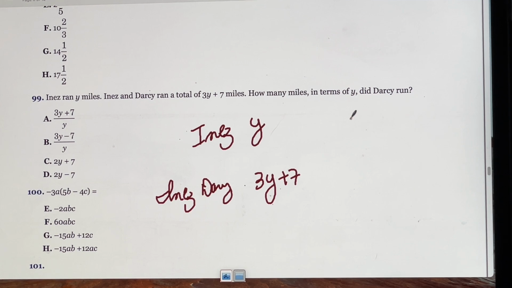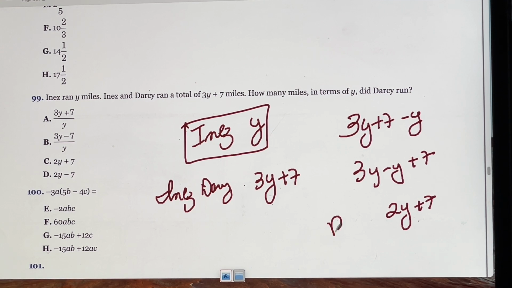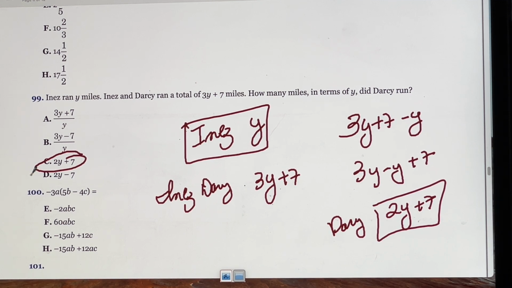Well, if together they ran 3Y plus 7, and you subtract Ines from that, you're going to get what Darcy ran, right? So let me put the like terms together: 3Y minus Y plus 7, so it's just 2Y plus 7. So Darcy ran 2Y plus 7. There.